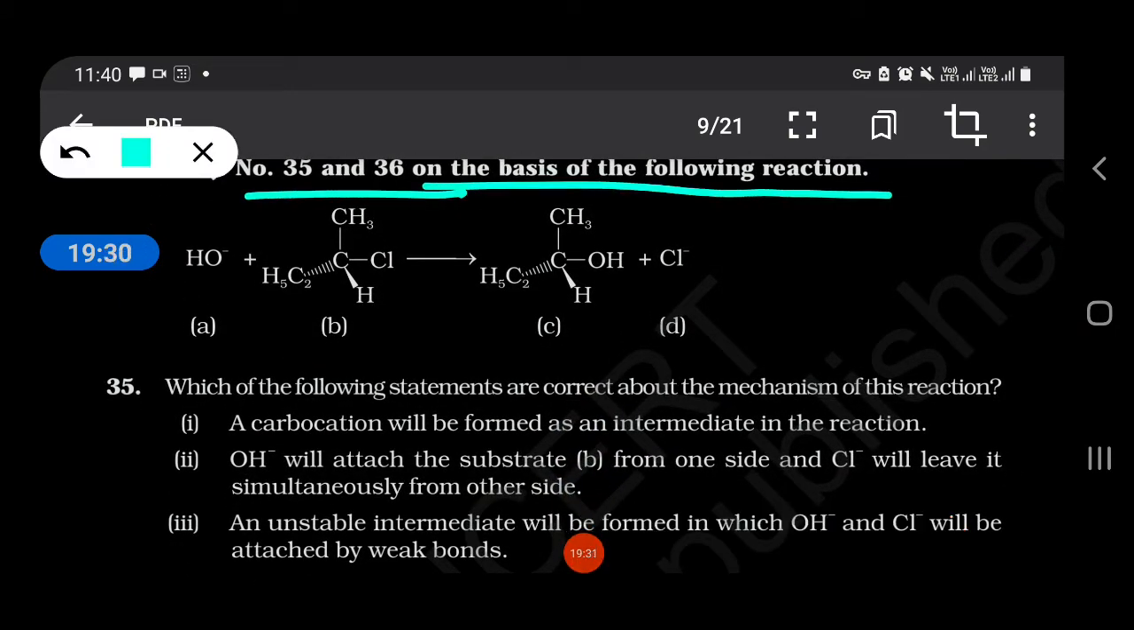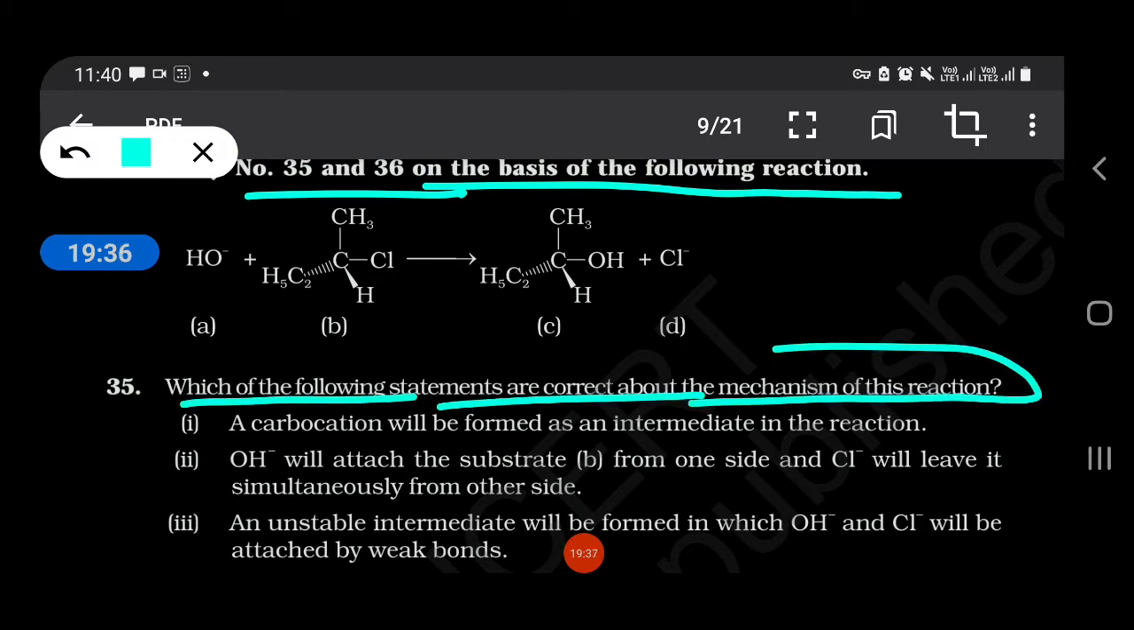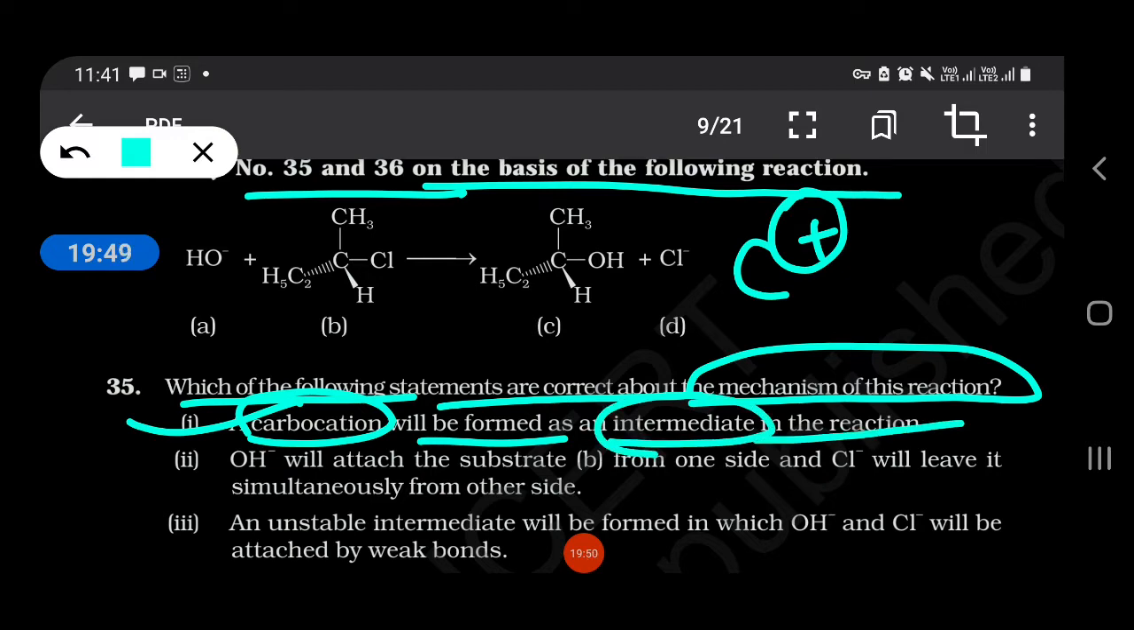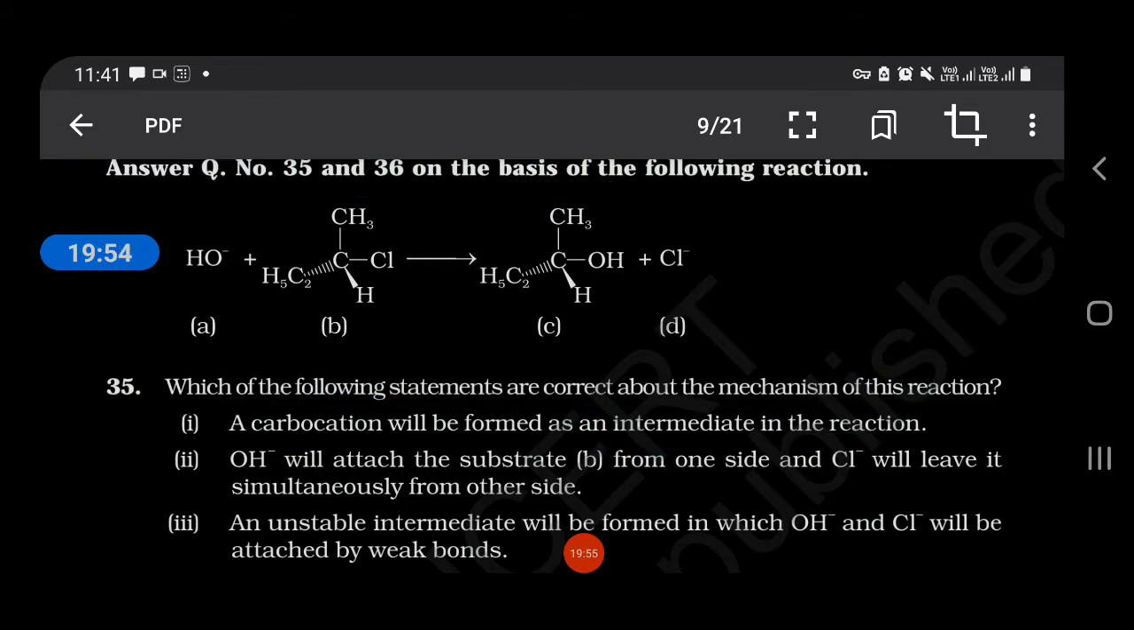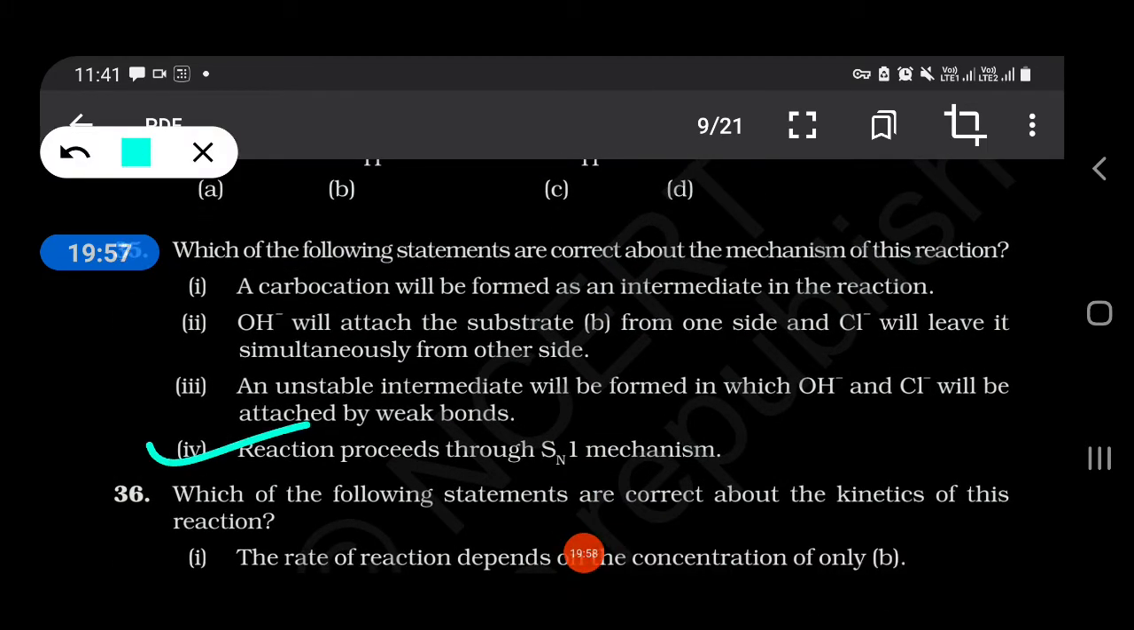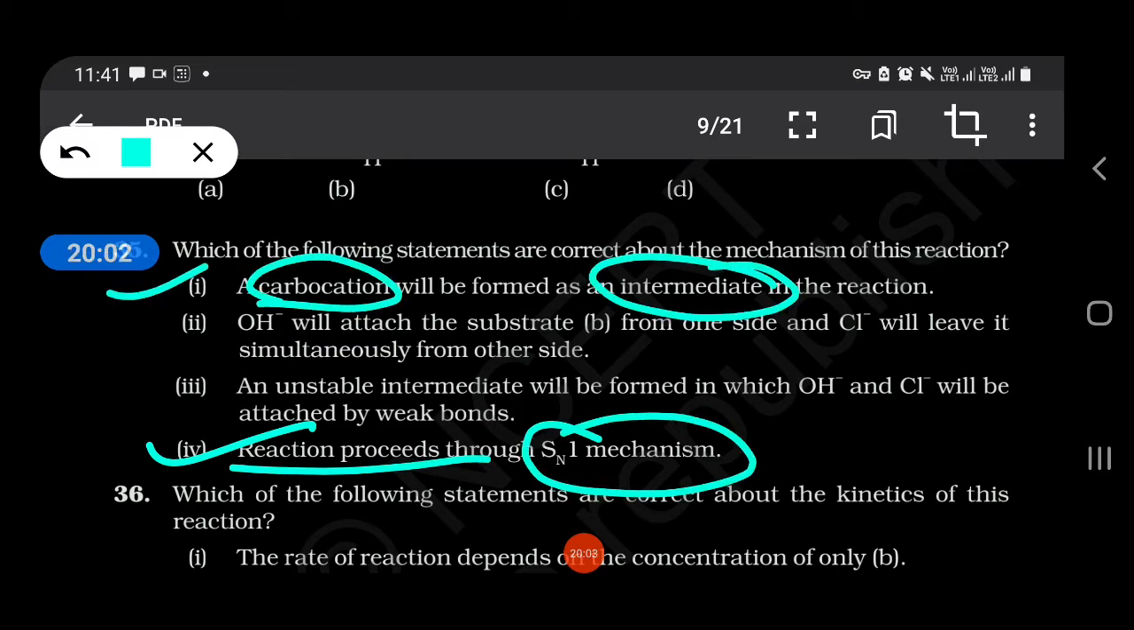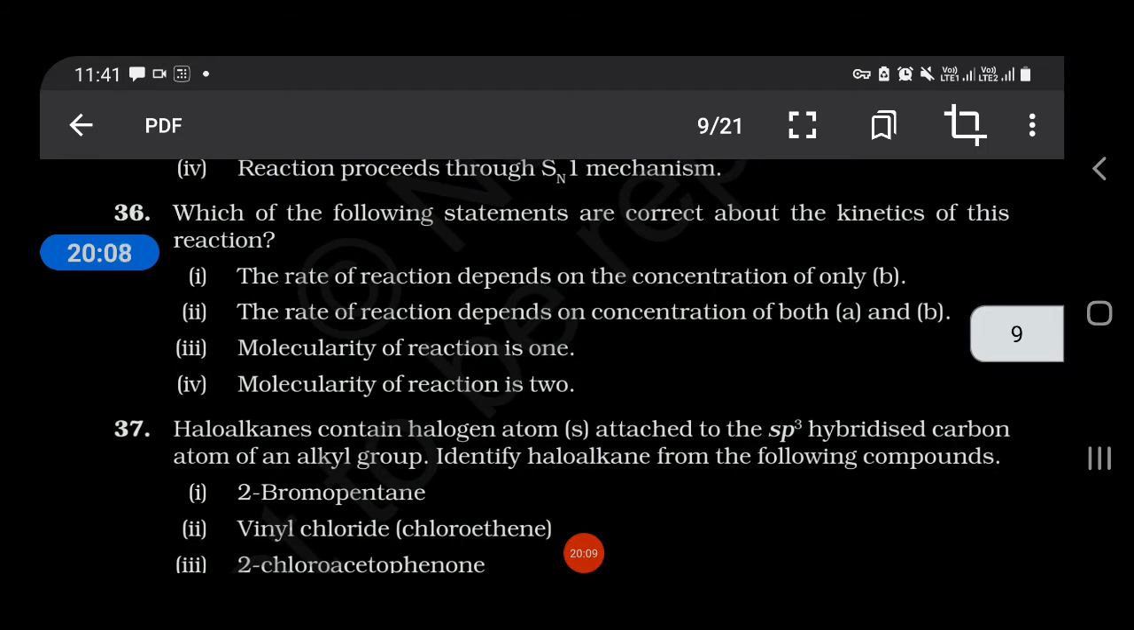Questions 35 to 36, on the basis of the following reactions. Which of the following statements is correct about the mechanism of the reaction? A carbocation will be formed. Carbocation is formed as intermediate in the reaction. And the reaction proceeds through SN1 mechanism. Carbocation is the intermediate. So this one is our answer for the above reaction.